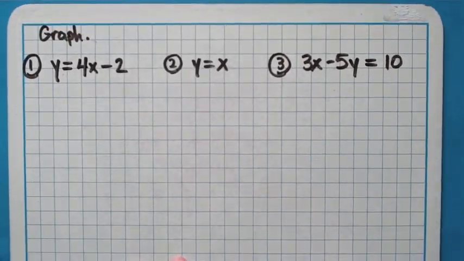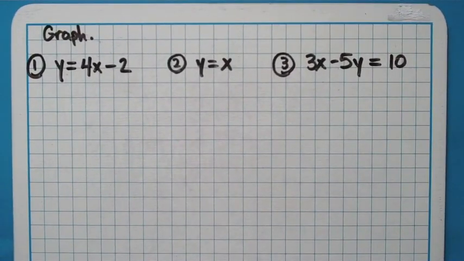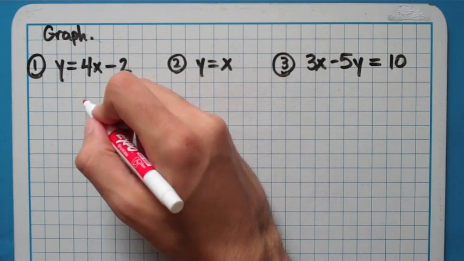So they're asking us to graph these 3 equations right here. And if we wanted to, we could go and make our tables, plug in numbers, plot the points, connect them, and graph them just like that. Or, if you know y equals mx plus b, you can do this a whole lot faster.